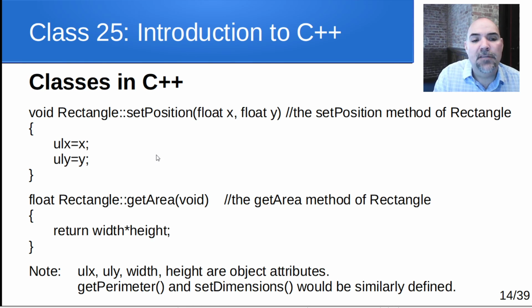But there's one key difference here. The key difference is how we name them. Here we have the name of the class and then colon, colon, and then the name of the method. Other than that, it looks just like any other function definition that we would have in C. The only difference is the name. And what this is saying is we're making the implementation code for the set position method of the rectangle class.